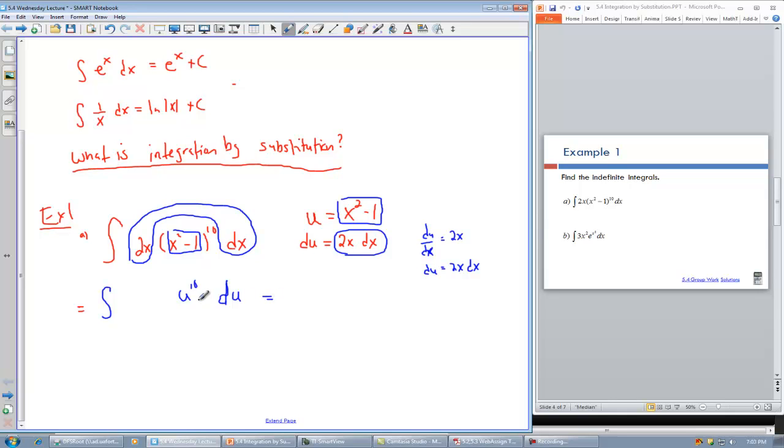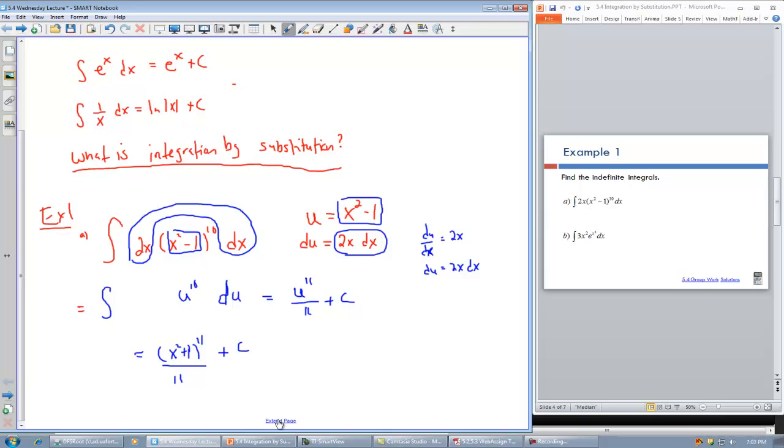And then I can integrate u to the 10th. It's just a power rule. You add 1, so that's u to the 11th divided by 11 plus c. And then I resubstitute back in. So I plug back in for u, and I get my final answer of x squared minus 1, all to the 11th, divided by 11 plus c.